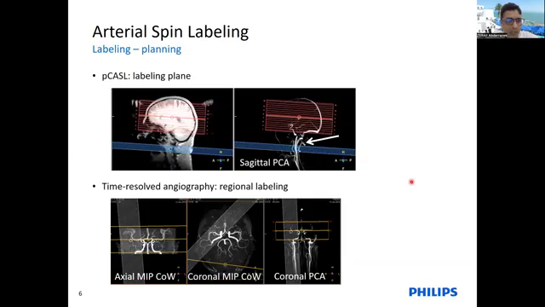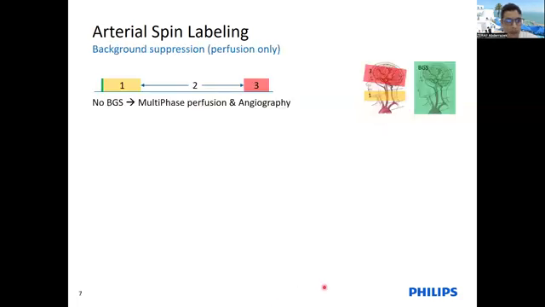Then there is the planning of the image. We have, for example, here an example of a sagittal planning of the posterior cerebral artery, where we can use the pseudo-continuous arterial spin labeling as a labeling plane. And we can apply the time-resolved angiography to see the circle of Willis in different views, like axial, coronal and sagittal. So ASL perfusion imaging is a very sensitive technique. The labeled blood, which is the label image, represents only 3% of the signal content. Sorry.